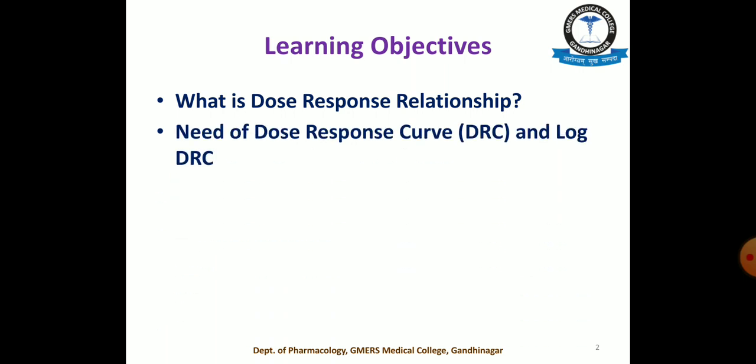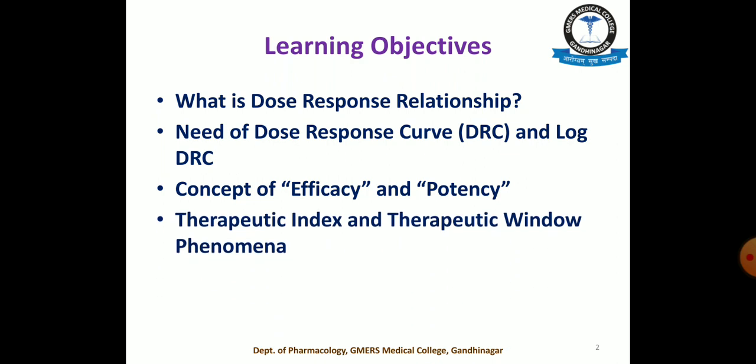Okay, then the learning objectives of today's lecture are: what is dose response relationship, what is the need of dose response curve and log dose response curve, and the concept of efficacy and potency. These two terms will repeatedly come in your future pharmacology lectures, so it is very important to understand them. Then therapeutic index, therapeutic window phenomena and drug selectivity. So we will go one by one.